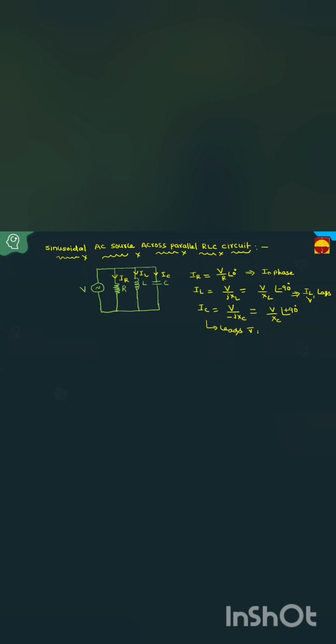First, I am defining the total impedance. Let the total current be I. Then I is equal to IR plus IL plus IC. It is not an arithmetic sum, it is a vector sum. What is IR equal to? V by R. IL is equal to V by jXL. IC is equal to V by minus jXC.